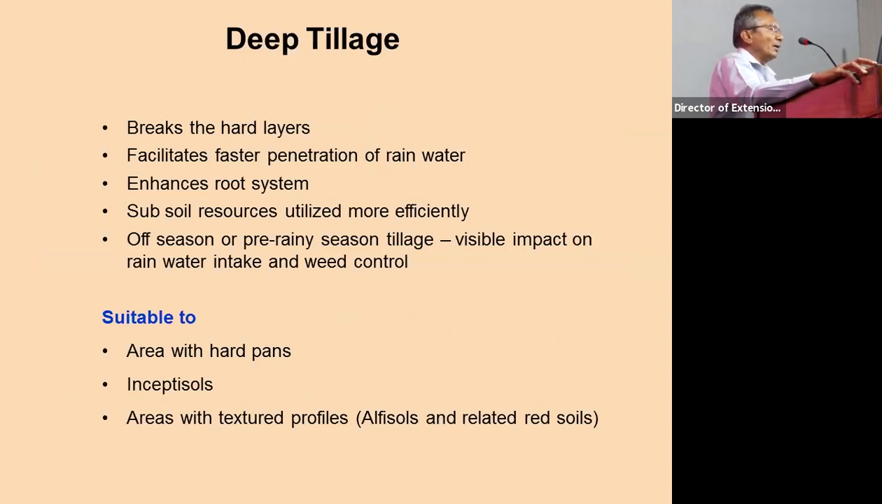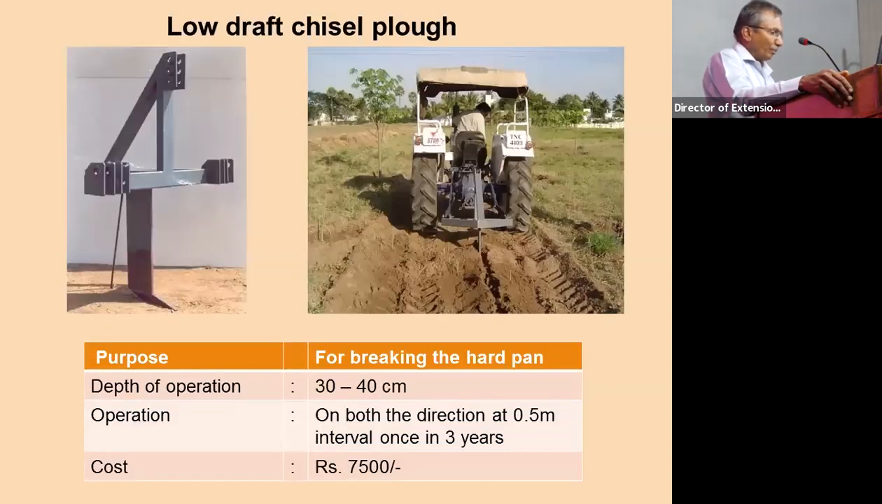So deep tillage also breaks the hard pans. Not all the time with deep tillage. Once in 3 years or once in 5 years, if the soil is very hard in the subsurface, we can use this kind of deep tillage, which will break the hard layers, facilitate faster penetration of rainwater, and enhance the root system, so the resources in the subsoil are utilized more efficiently. Off-season or pre-rainy season tillage will also have an impact on rainwater intake and weed control. It is suitable for areas with hard pans, where it is already a problem, and areas with coarse-textured profiles like alfisols and related red soil areas. So this is the chisel plow. I need not tell about the chisel plow.